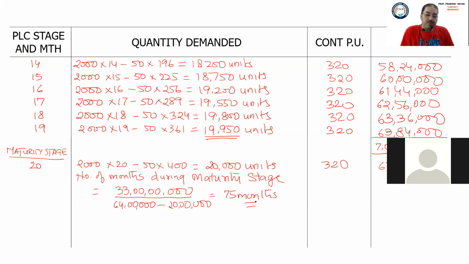I suppose you got this calculation. 33 crores is the total profit for the maturity period. I do not know how much the maturity period is, but I know the profit per month. Because contribution is 64 lakhs for the 20th month from where the maturity stage is starting. Fixed cost is given to me as 20 lakhs per month. So 64 minus 20, 44 lakhs is the profit per month. So 33 crores total profit divided by profit per month, 44 lakhs, comes to 75 months.